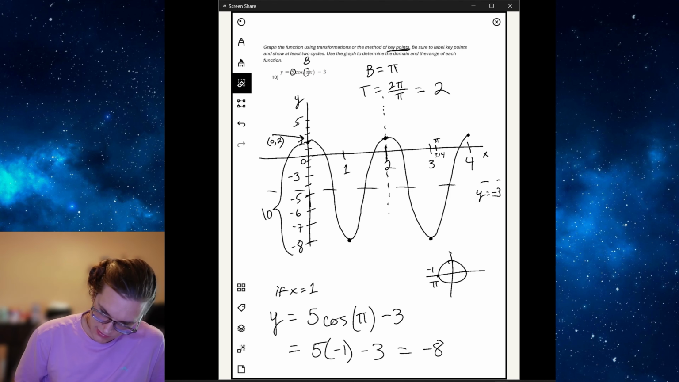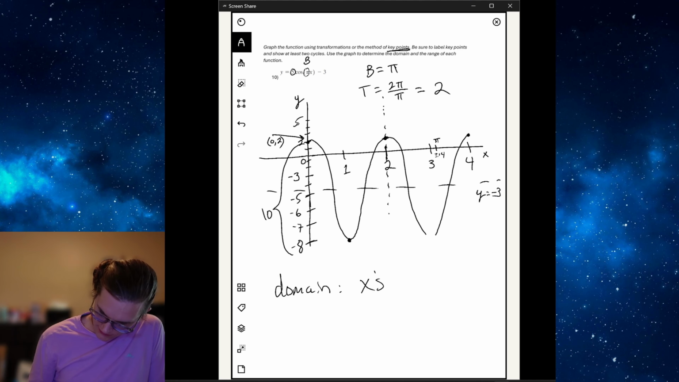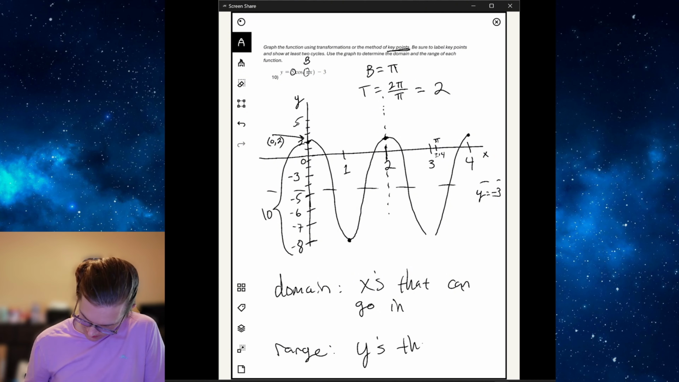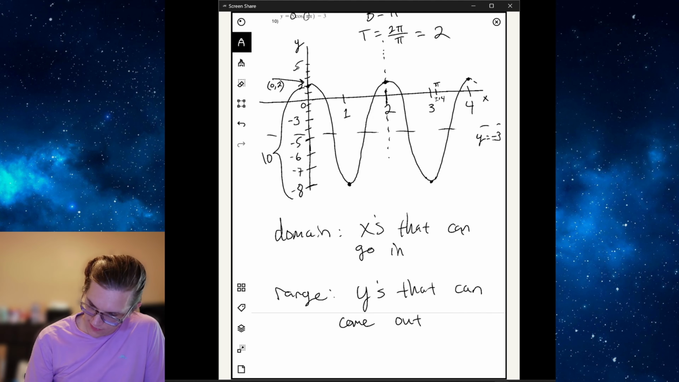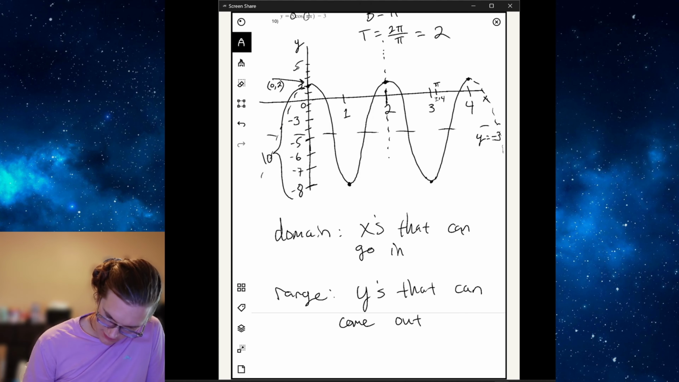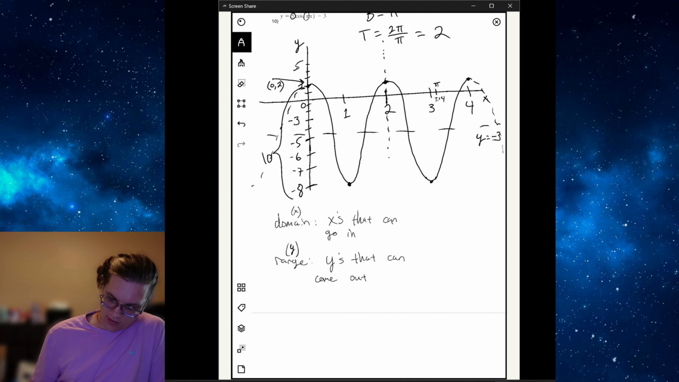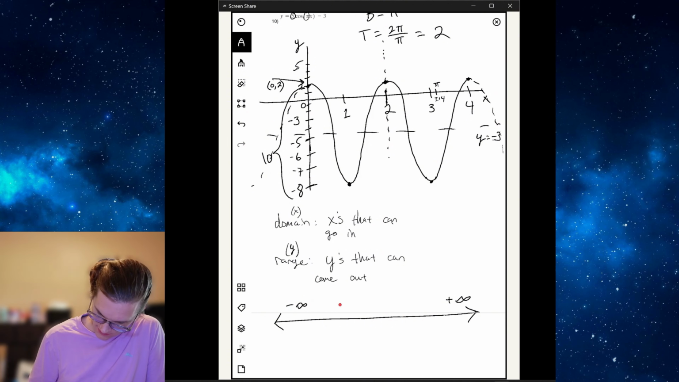It also wants us to determine the domain and range of each function. So the domain is x's that can go in to the function. The range is y's that can come out of the function. Remember that this goes off to infinity, this goes off to infinity. So my domain, x values that it can take, are going to be x values that exist along this number line from negative infinity to infinity.